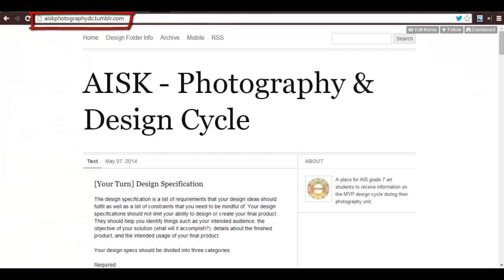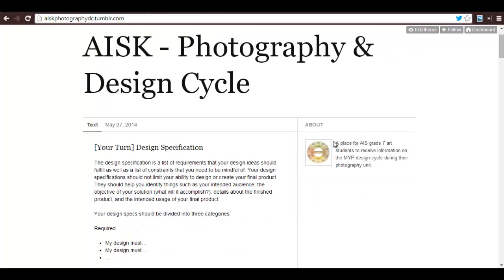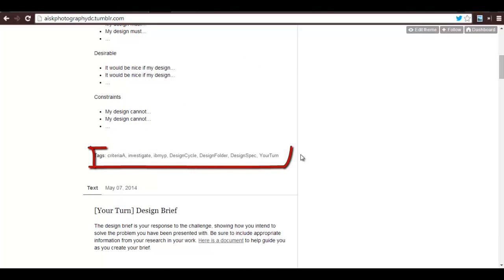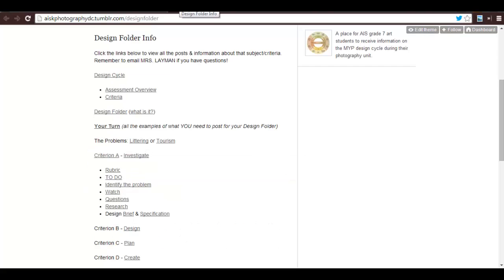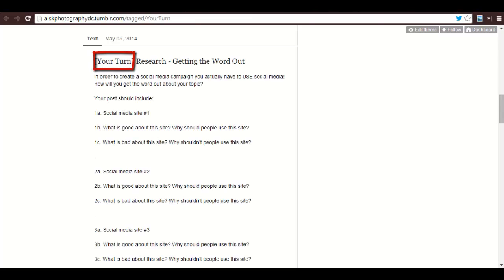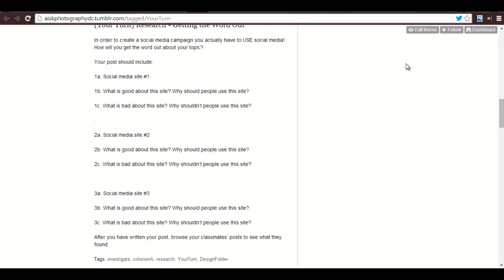I created my own Tumblr as a place for the students to get information about the design cycle, interact with experts, and know what was required of them. I tag each post so that the information can be easily organized. I also created a page so students have a one-stop place to find links to all the information they need. Posts tagged Your Turn indicate that the students must create their own post with the appropriate information.